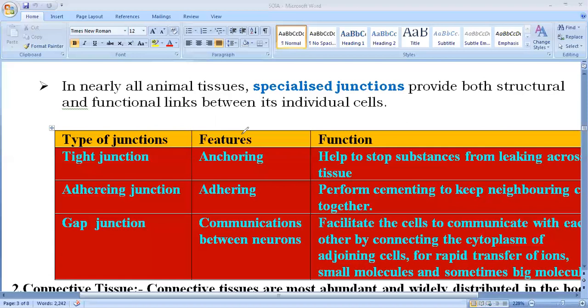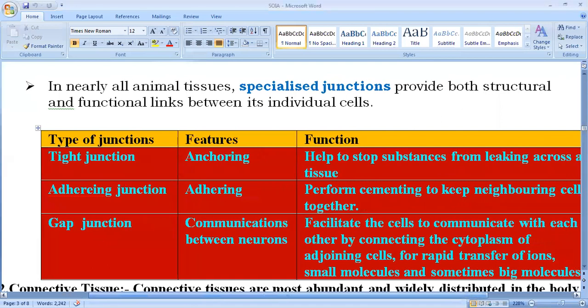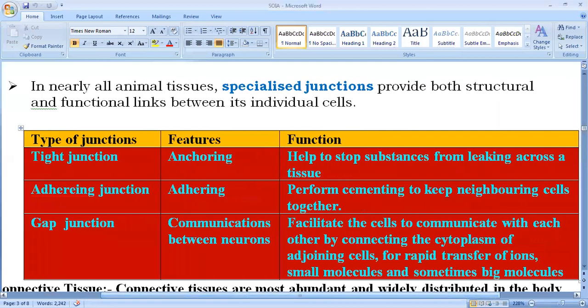Now we are going to discuss, one by one, the different types of junction. First it has given the tight junction. Why are we saying tight junction? Because it helps to prevent substances from leaking across a tissue. It means that if two cells are linked with each other, any substance cannot leak or pass between them. Clear?